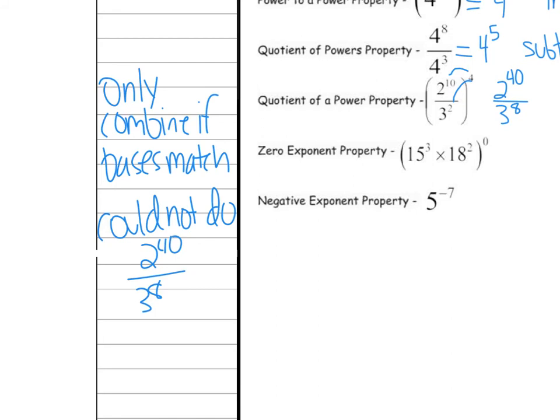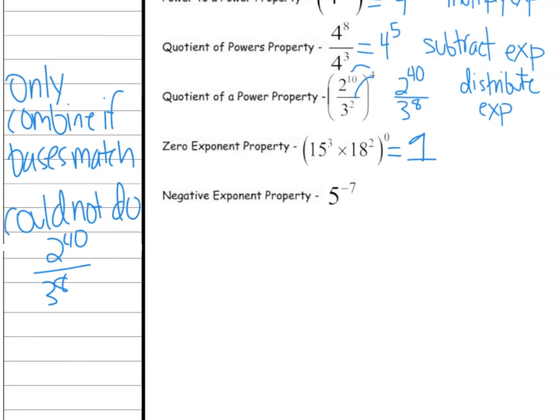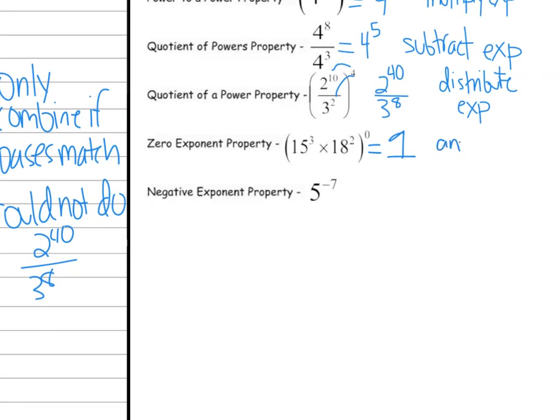Moving on to our next property, the zero exponent property. We've got a lot of stuff going on in these parentheses, but it's all raised to the 0 power. And hopefully we remember our rule. Anything to the 0 power is 1. So this entire messy thing, because it is all to the 0 power, is 1. I'm going to add that for my words. Anything to the 0 power is 1.